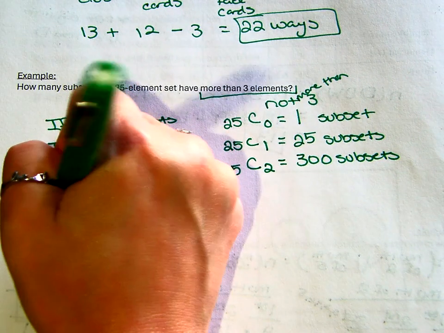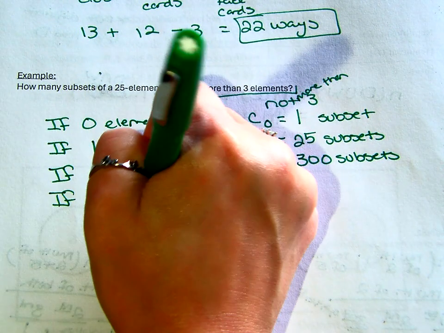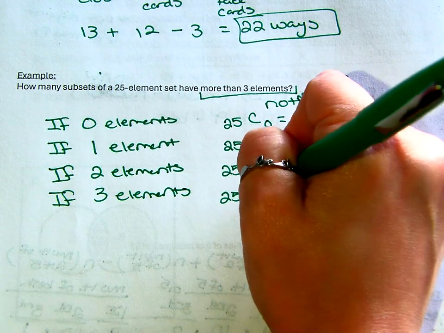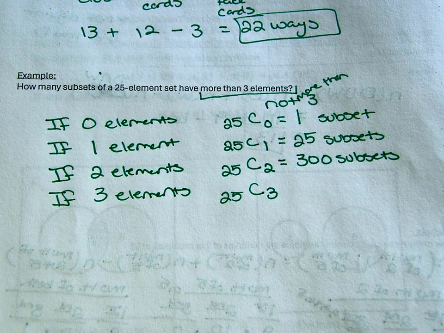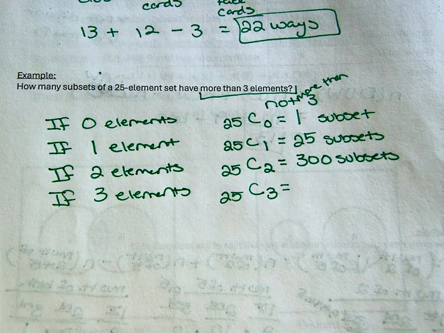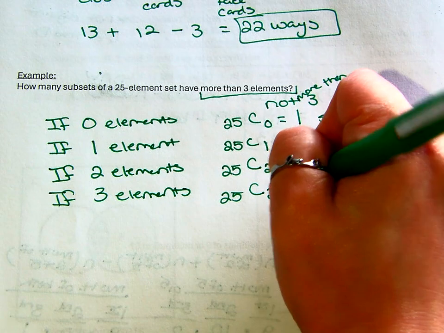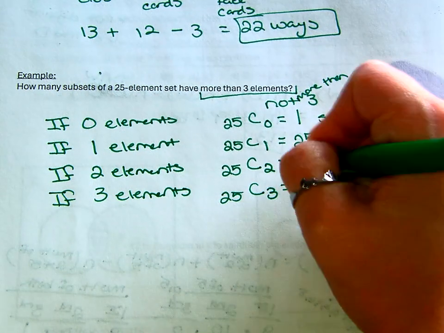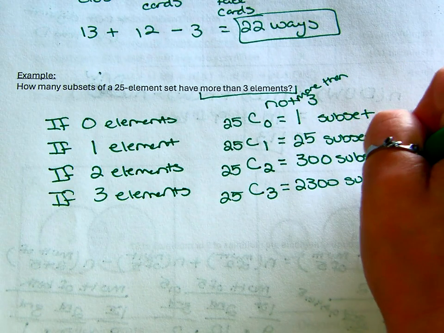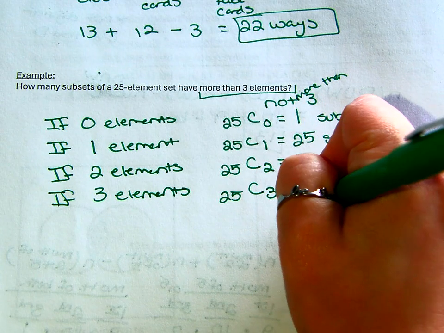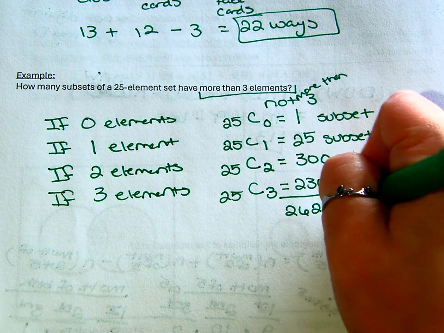So that'd be 25 choose 3 at a time. You guys can tell me how many you get. It's quite a few. 2,300. Wow, that's a big jump. We added 2,000 more subsets just in that one leap. So if we add all these together, there's 2,626 subsets with 3 or fewer elements.